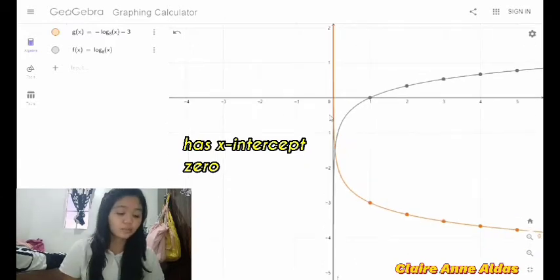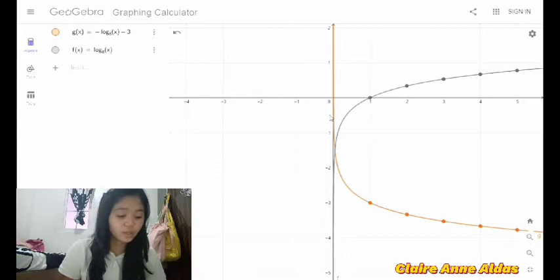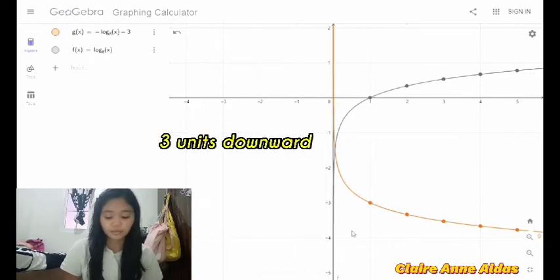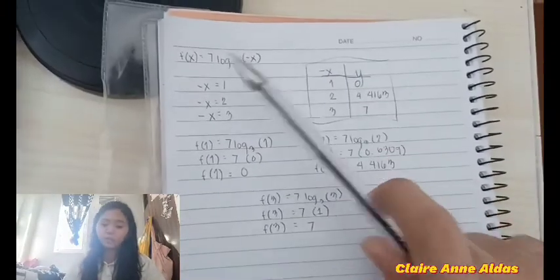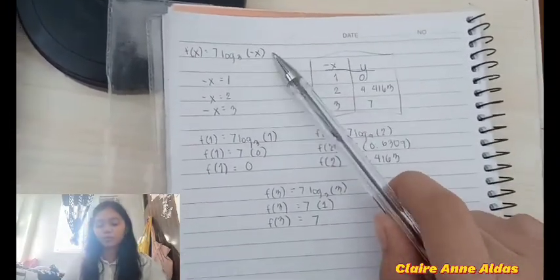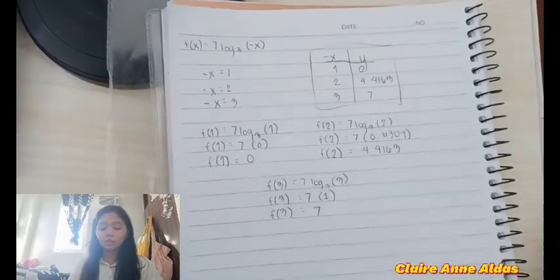The graph g of x equals negative logarithm base 8 of x minus 3 shifts the graph of f of x equals logarithm base 8 of x 3 units downward and reflects about the x-axis. We will find first the table of values by equating negative x to three numbers including the base, which are 1, 2, and 3, the base.